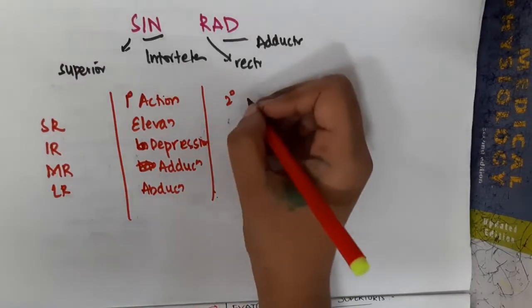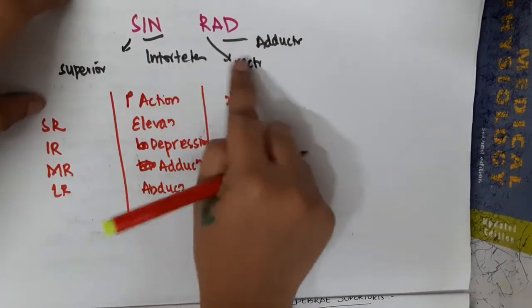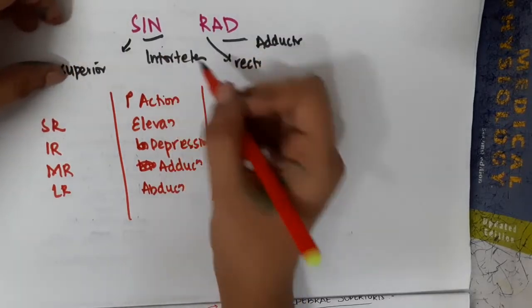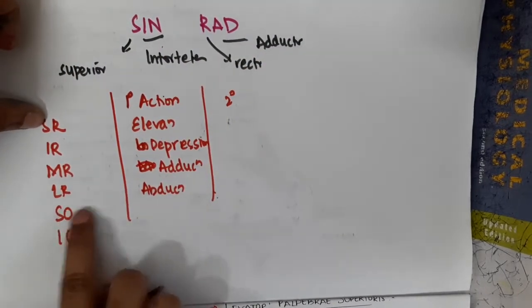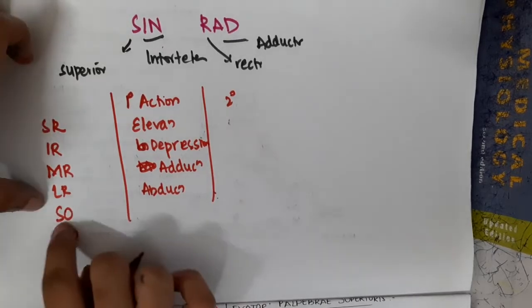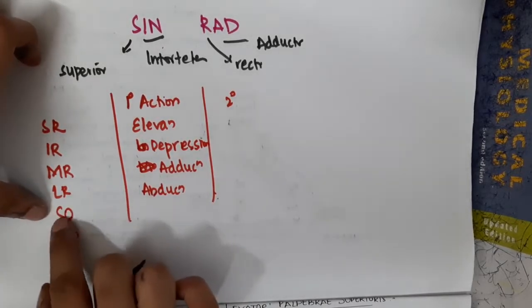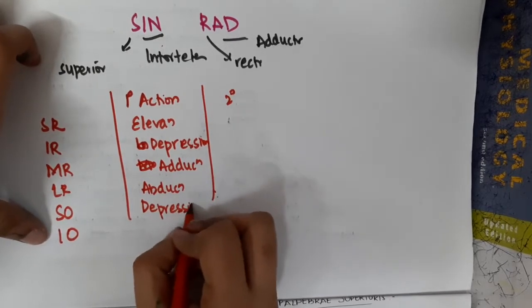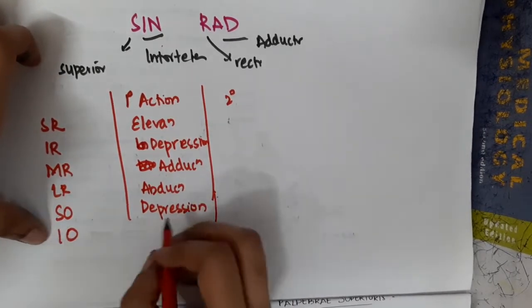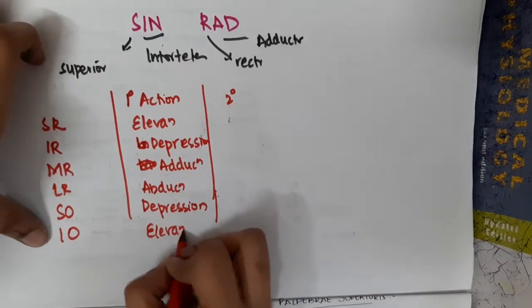If you see secondary action, then comes the SIN RAD. So all the superiors are intorters. Now superior oblique and inferior oblique. Remember, superior oblique and inferior oblique are the correct opposite to their name. Superior oblique will cause depression. It does not cause elevation, it causes depression, whereas inferior oblique will cause elevation.